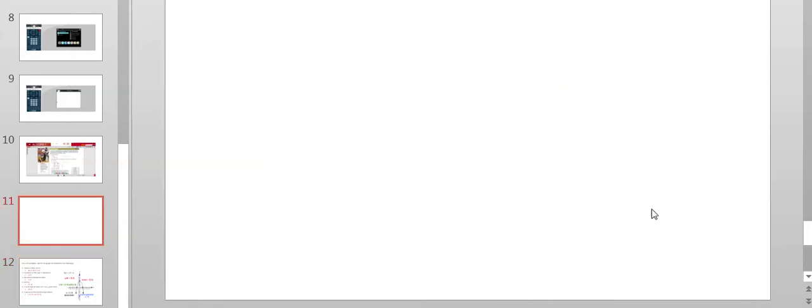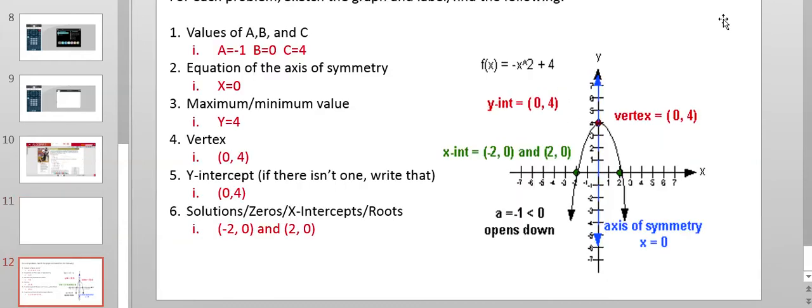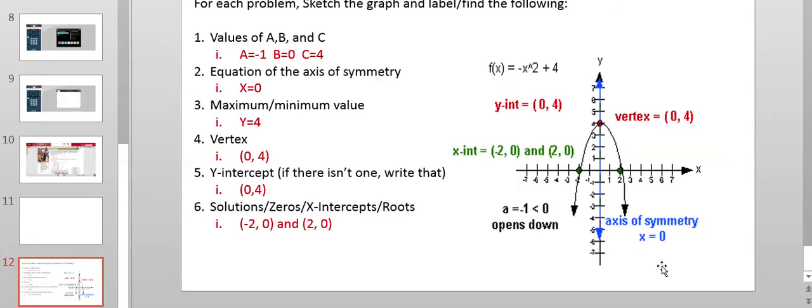So it says, for each of the problems, you will sketch the graph and label the following. I'm trying to show you all of it. So you have 15 problems. Not 6 of the problems, they gave you graphs already. So all you're going to do is take their graph and label it. You're going to sketch the graph on your notebook paper and your spiral, and you're going to label all of these things that I have listed over here on the side. There are 6 of them.